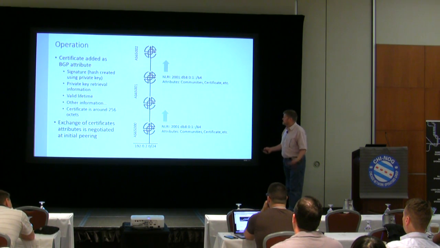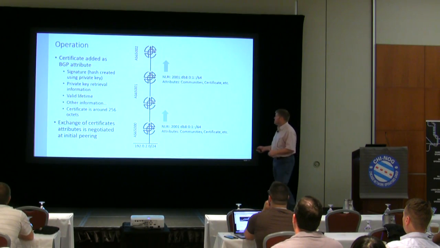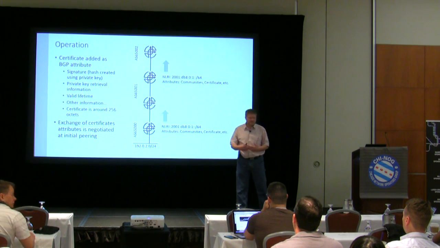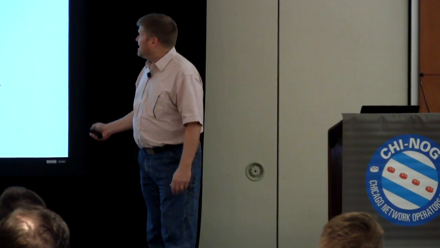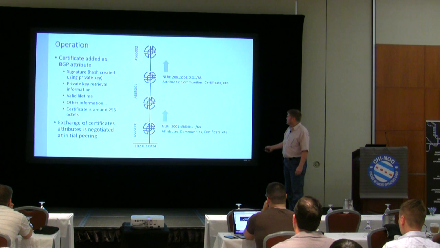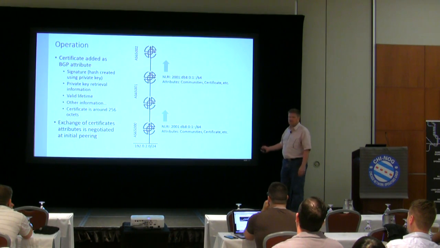There's a new attribute. It has the signature, which is basically just a hash over an X.509 type thing. It has the private key retrieval information. It has a URI in there that allows you to retrieve it. Has a valid lifetime, other information, things like that. Certificate is around 256 octets in total. Now what happens is this is actually signed on a per hop basis. So the first AS65000 adds this attribute, signing over 65000, 65001. AS65001 adds another copy of this attribute onto the route, signing across AS65000, 65001, and 65002.